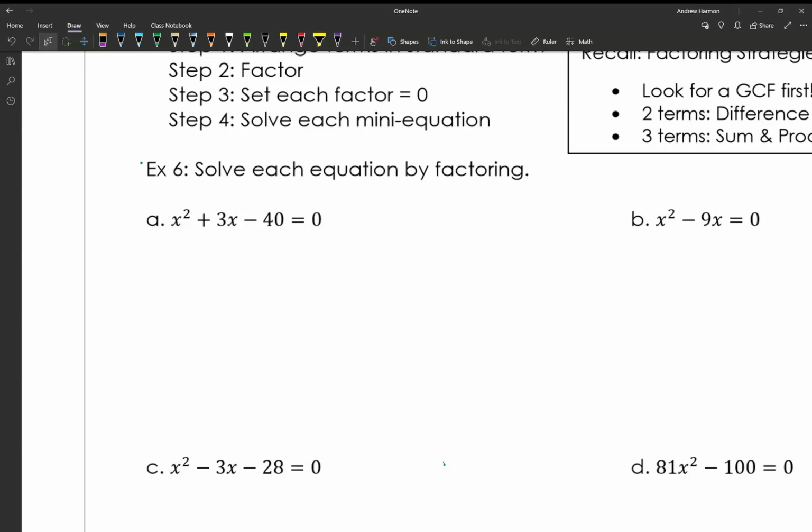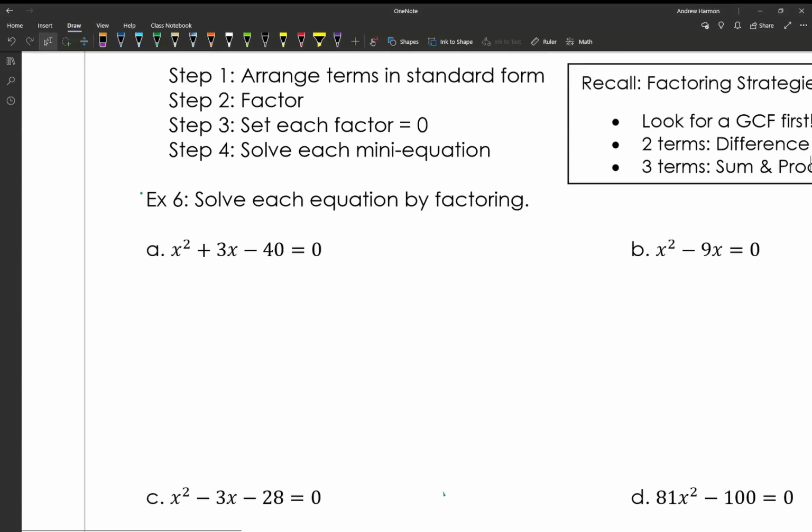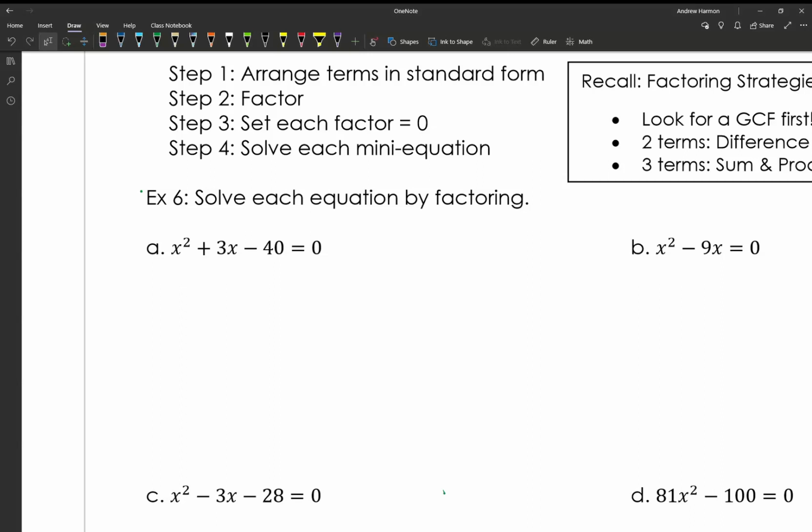So the first thing we want to do in every one of these problems, as the notes say above, is look for a greatest common factor. Now, there isn't a greatest common factor here, so we think, okay, is this a difference of squares problem? It is not. So then we have to look and see, is it a sum and product problem or a slide and divide problem? Remember, sum and product is when a value is 1, slide and divide is when it's greater than 1. In this case, our a value is 1, so this is just a straight up sum and product problem. We have a sum of 3 and a product of negative 40.